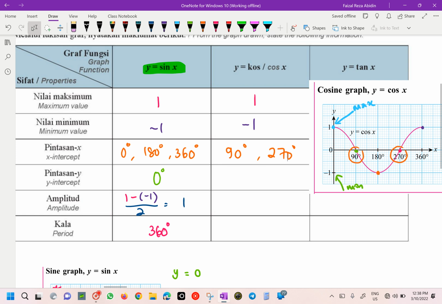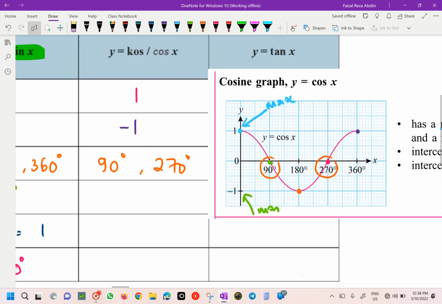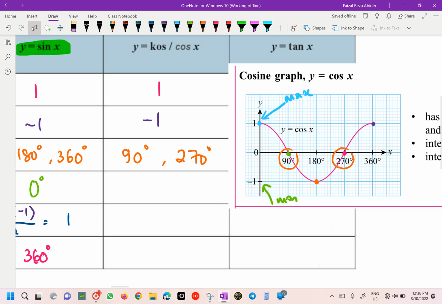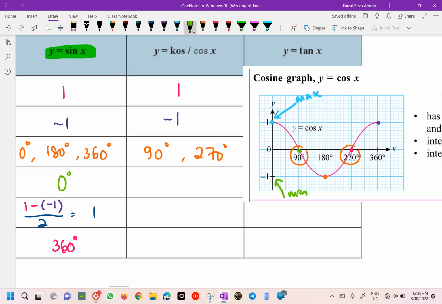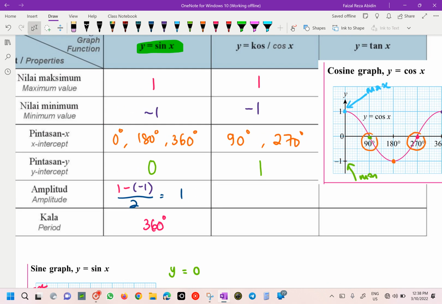Okay, where is going to be our y-intercept there? 1 only. Okay, they are going to have it over here. This is not 0 degree, 0 only, 1. Okay, amplitude? 1. Same, you are going to get 1. Maximum, same with our sine. Minimum also same with our sine there by using our formula. Maximum minus minimum divided by 2.